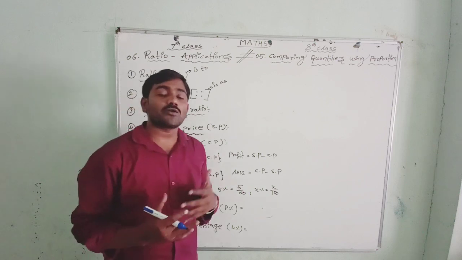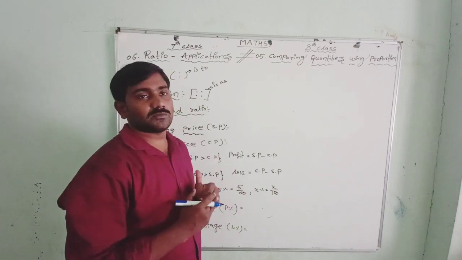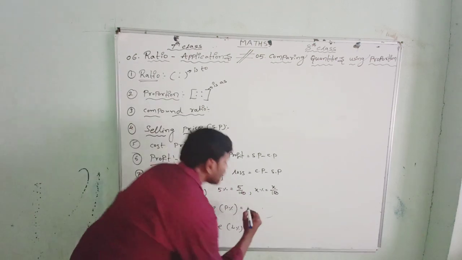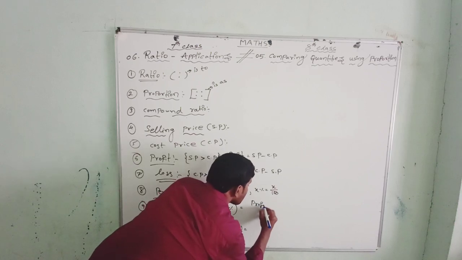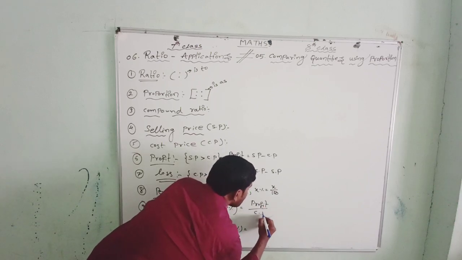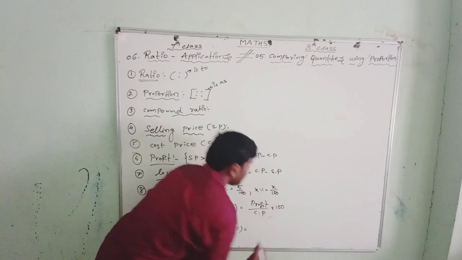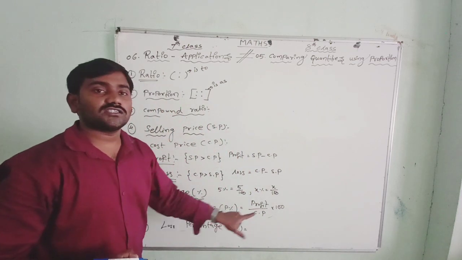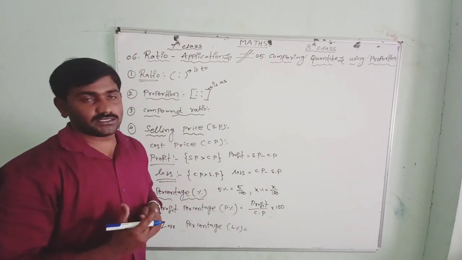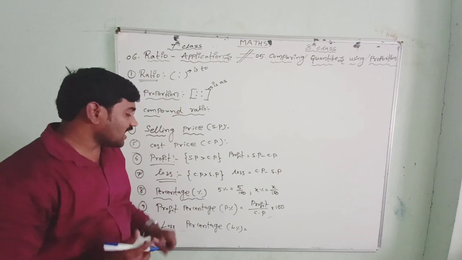How to calculate the profit percentage and how to calculate the loss percentage? Simple. The profit percentage formula is profit by cost price into 100. Profit by cost price into 100 will give the profit percentage. How do we get the loss percentage?